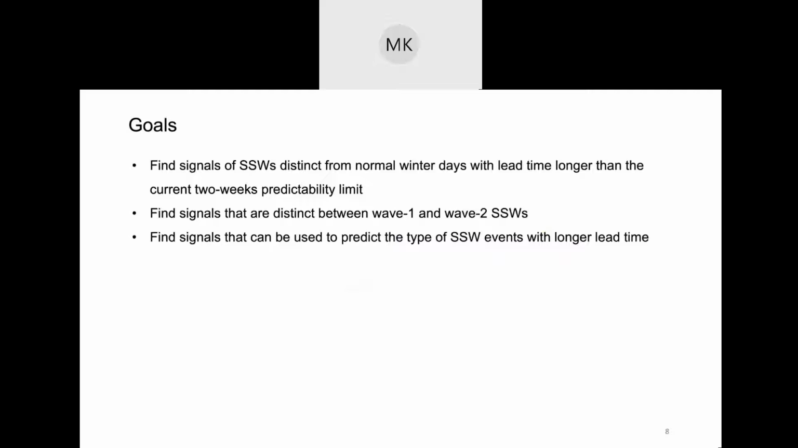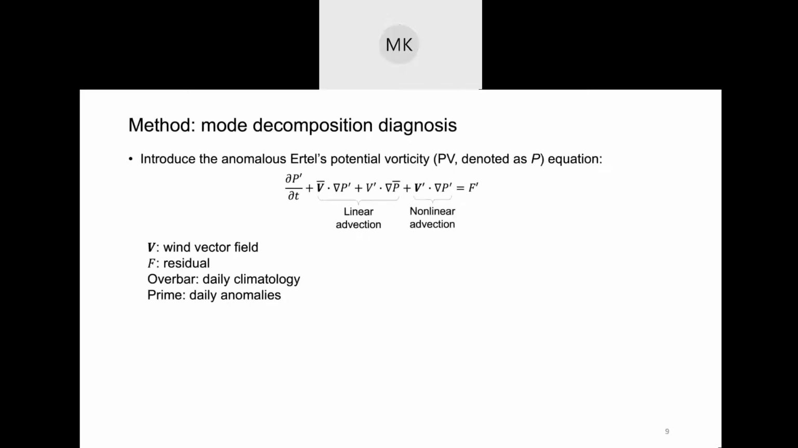And we also want to find the signals that are distinct between wave number 1 and wave number 2 events, such that we can use this signal to predict the type of events with longer lead time. So in order to achieve our goal, we use a method called multi-composition diagnosis to find the signals.